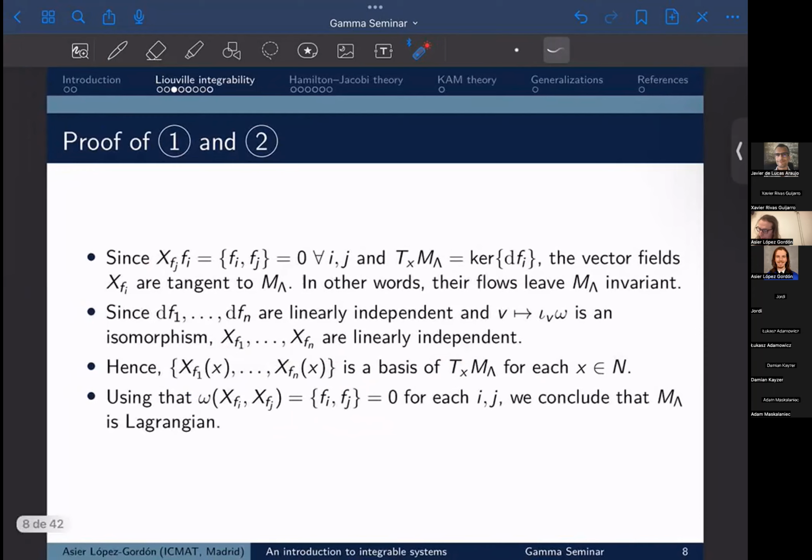Well, and I haven't said the dimension of M lambda. I think I have not said this, but it's quite obvious by definition. But just in case, the dimension of M lambda is n, because you are imposing n constraints on a 2n dimensional manifold. Okay.